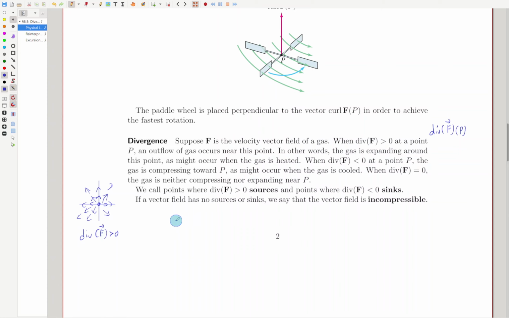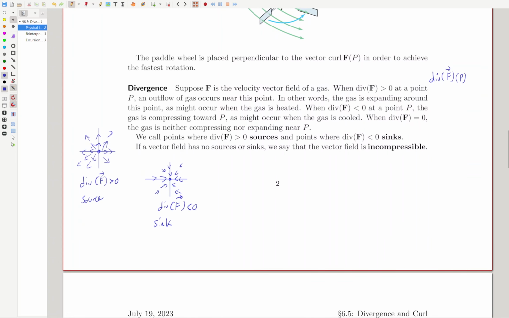If you flip the direction of all those arrows, then you end up with a sink, right? Where everything is pointed towards that point. The divergence of that is negative, and that is a sink. So source, sink. Okay. And if a vector field has no sources or sinks, then that vector field is sometimes called incompressible.